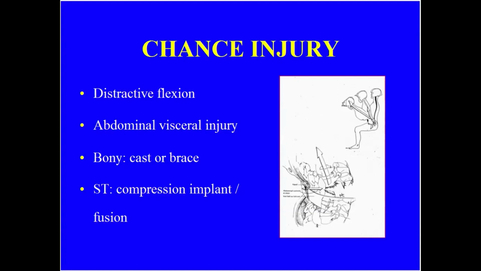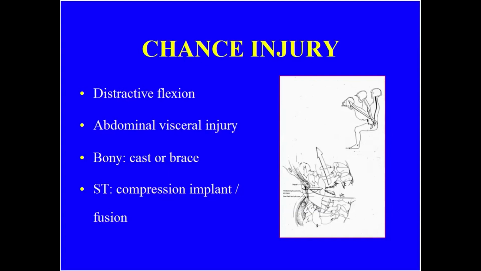You can see bony chance injuries, soft tissue chance injuries, and mixed. If they're pure bony injuries, and if you can get it reduced, and if the patient's a reasonable candidate for a cast, or I would rarely use a brace, but for a hyperextension cast, then that's the treatment of choice.